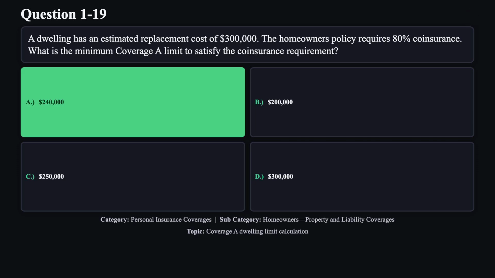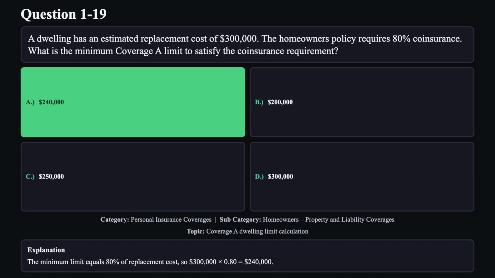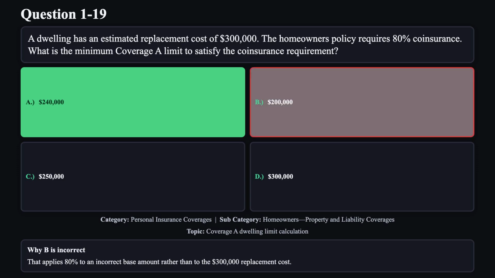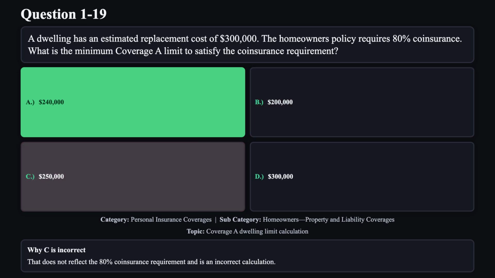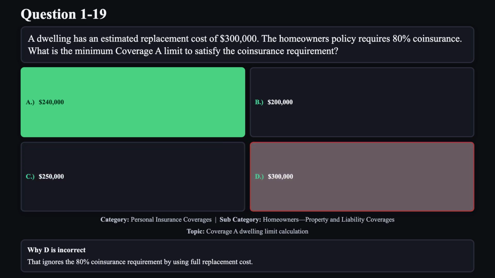The correct answer is A. The minimum limit equals 80% of replacement cost. So $300,000 multiplied by 0.80 equals $240,000. Reason B is not correct. That applies 80% to an incorrect base amount rather than to the $300,000 replacement cost. Reason C is not correct. That does not reflect the 80% coinsurance requirement and is an incorrect calculation. Reason D is not correct. That ignores the 80% coinsurance requirement by using full replacement cost.